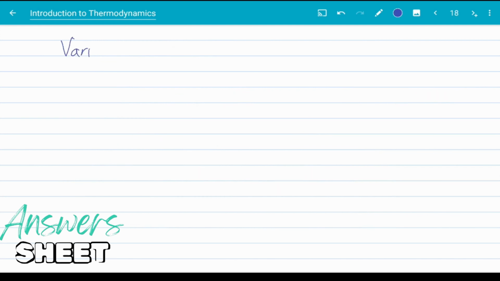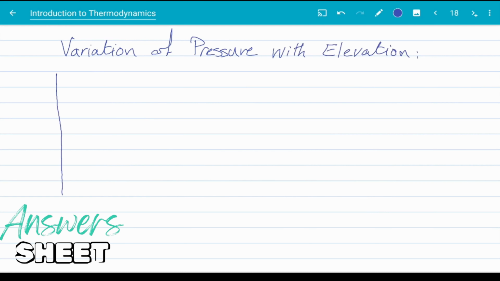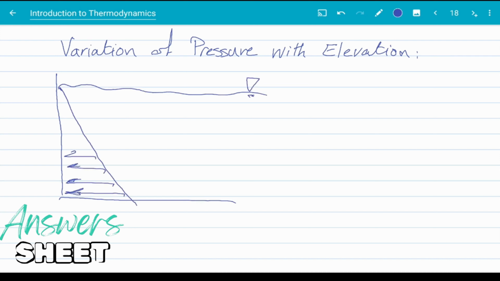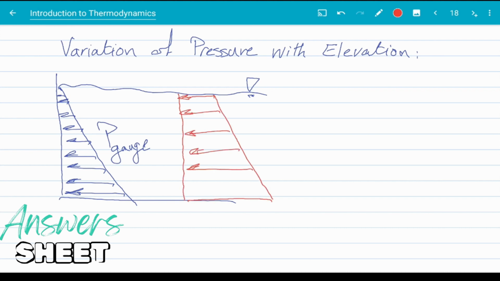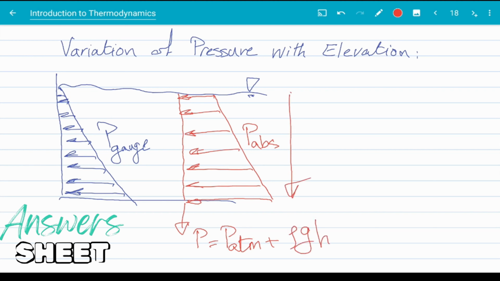Now, moving on, how does pressure change with elevation inside a fluid? Consider a container full of a fluid like this. The blue diagram represents the variation of gauge pressure and shows a linear increase with respect to elevation. The red diagram, on the other hand, shows the absolute pressure and again shows a linear increase. We know from general physics or high school physics that the pressure increases as density times gravitational acceleration times the height of the column of the liquid.